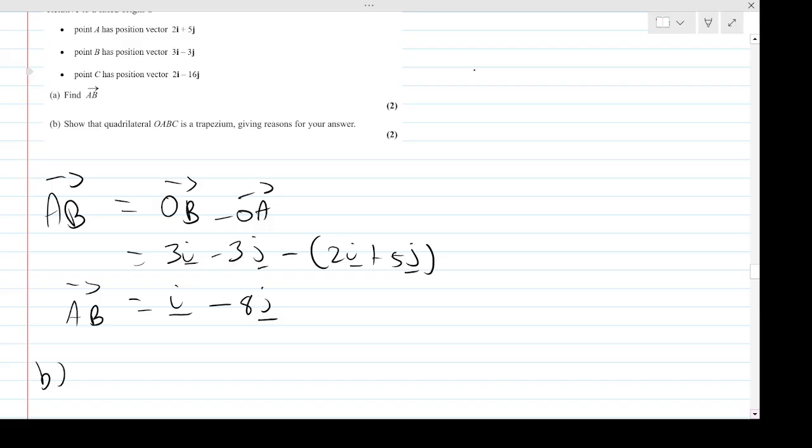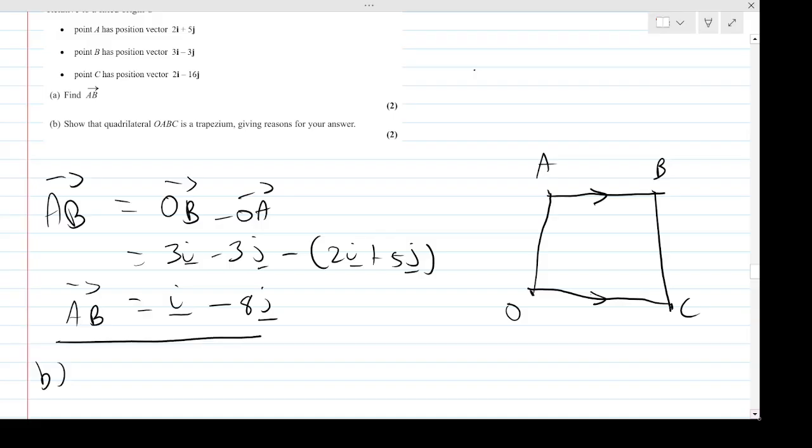Right. So, if I imagine then, I have some sort of trapezium, right? Say O, then A, then B, then C, right? Imagine it looks a bit like this. Just a rough sketch of a trapezium, right? I can kind of imagine that the top side, AB, is going to be parallel to OC, right? Well, I know what AB is. What's OC? Well, OC is given to me. It's 2i minus 16j.